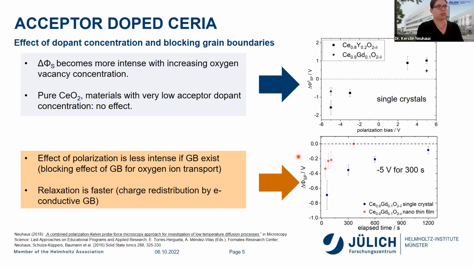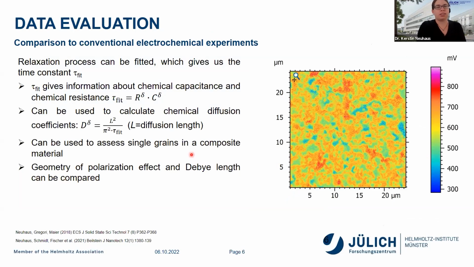An additional very nice thing is that we can actually check our AFM results and compare them to conventional electrochemical experiments, because we can do a fitting of the relaxation process, which gives us the time constant tau. Tau, on the one hand, gives information about the chemical capacitance and chemical resistance of the sample. We can also use this information to calculate chemical diffusion coefficients. They are obviously also available by other measurement techniques. So we can at least estimate diffusion coefficients from higher temperatures and then compare this to our measurements at room temperature.